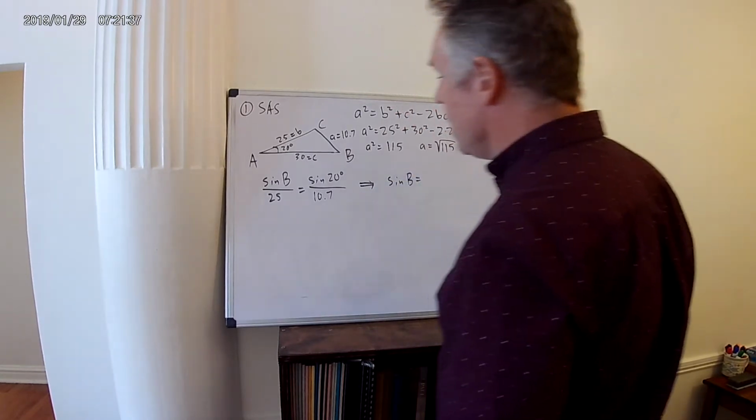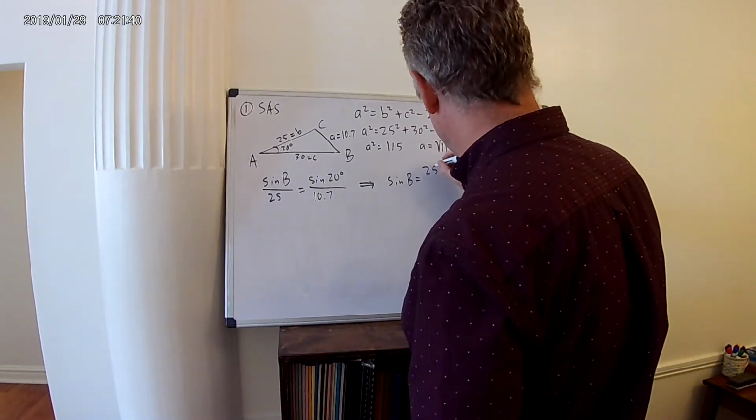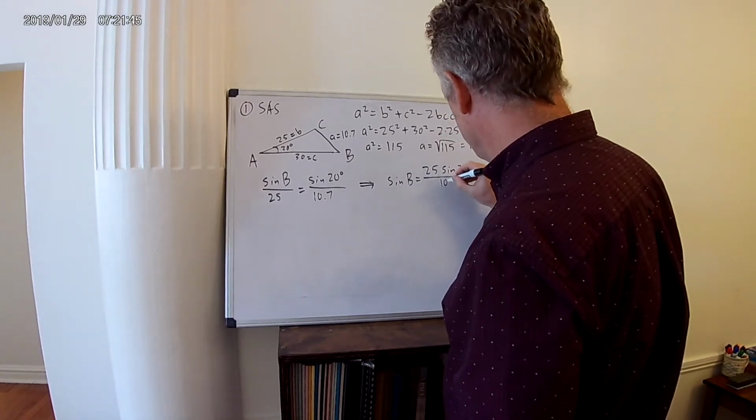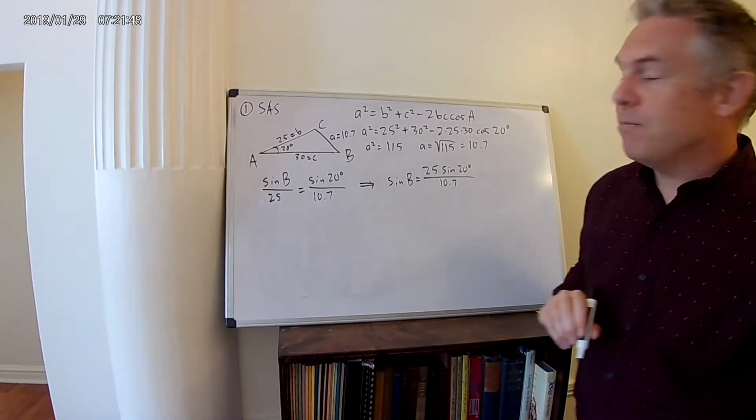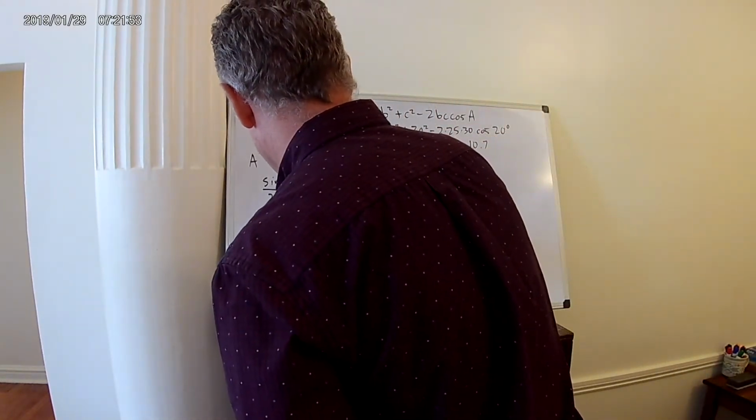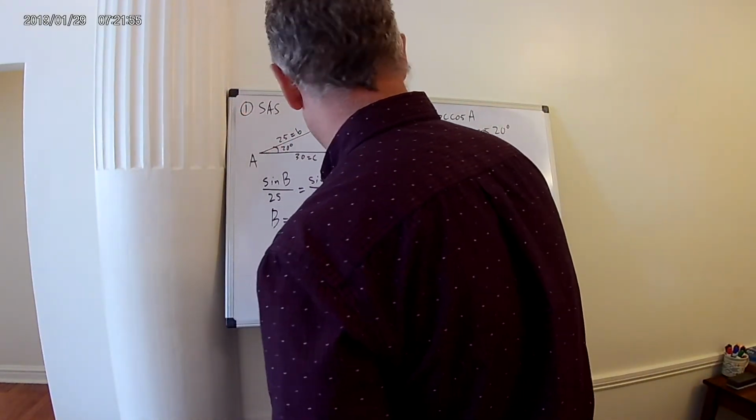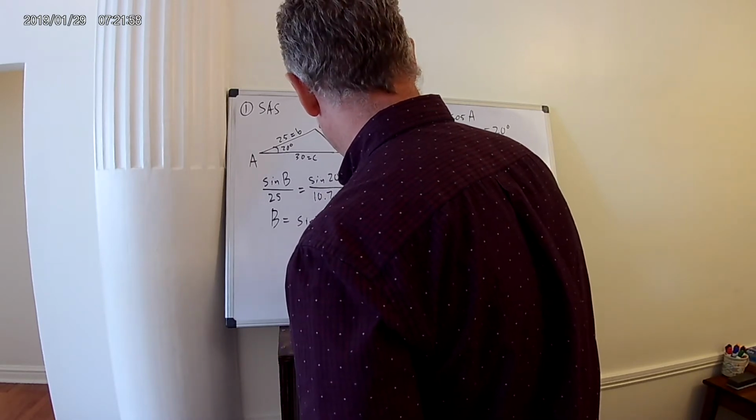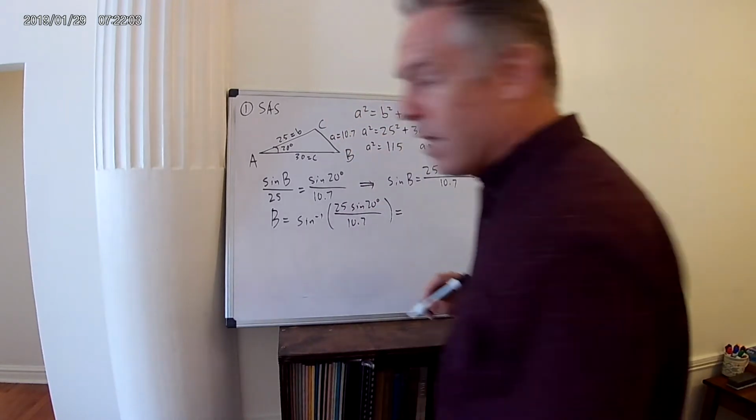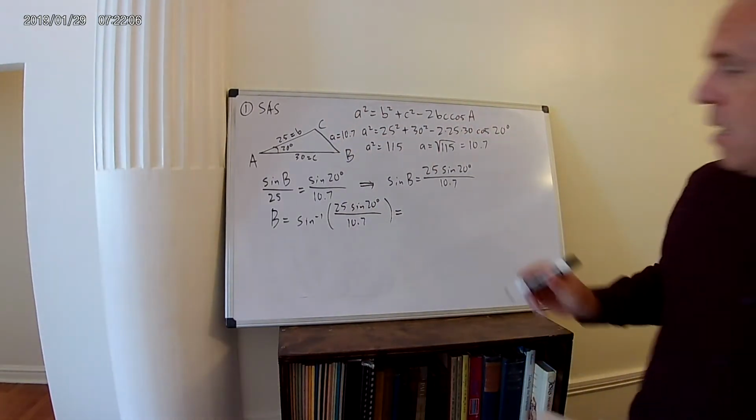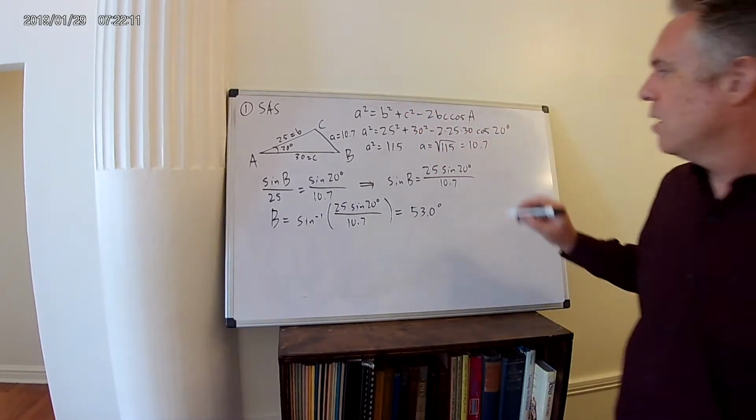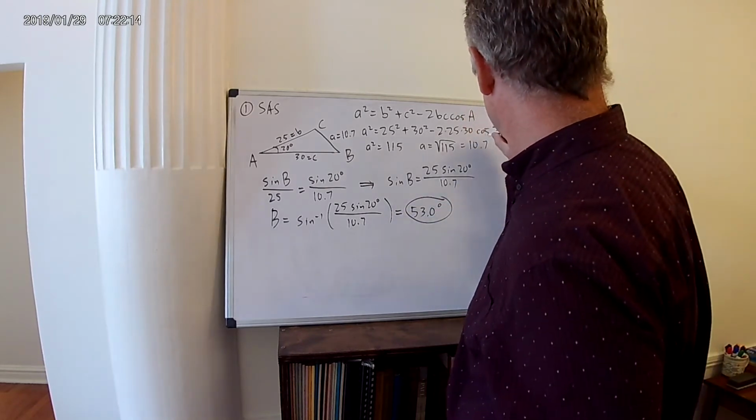Okay, and then I can solve this for sine of B. So sine of angle B, if we do some cross multiplication, will equal 25 times sine of 20 degrees over 10.7. Okay, that's sine of B, but we actually want angle B, not sine of B. So angle B will equal the inverse sine of all of this, 25 sine of 20 degrees, divided by 10.7. And if you plug that in your calculators, you get 53.0 degrees.